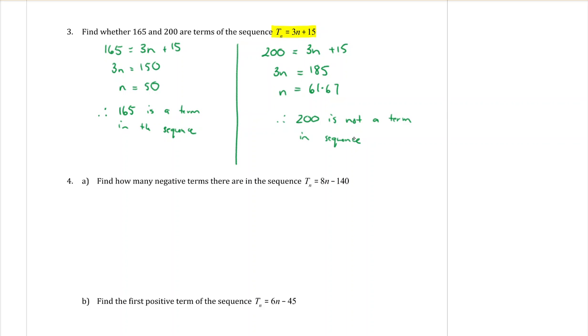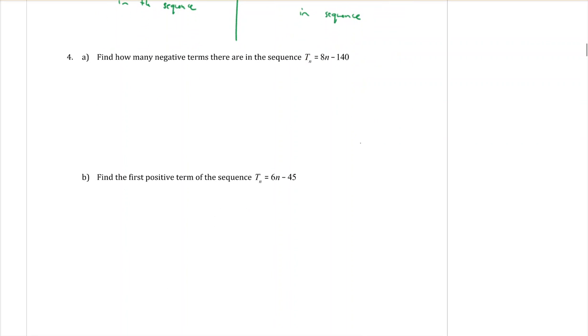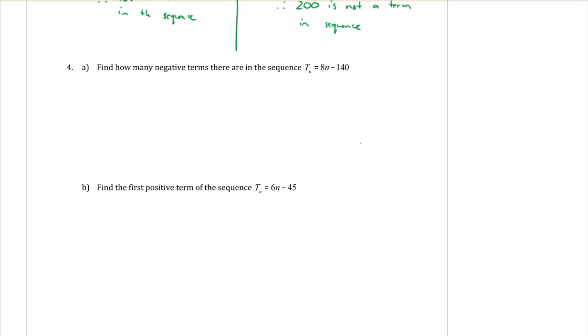All right, question 4. Find how many negative terms there are in the sequence t of n equals 8n minus 140. If it's asking for negative terms, I'm trying to find when my term, my t of n, is less than 0. Now my term, the t of n, is equal to 8n minus 140. So let's replace that. 8n minus 140 must be less than 0.